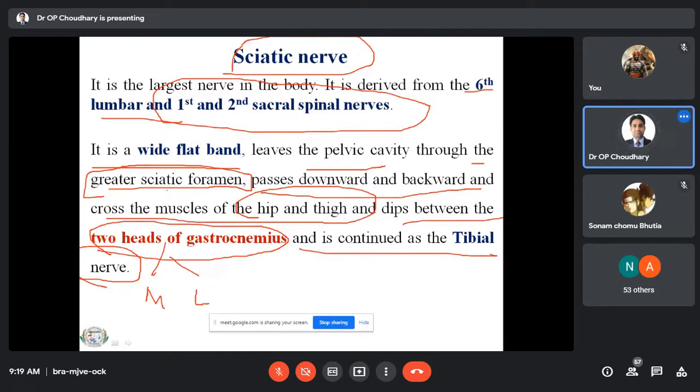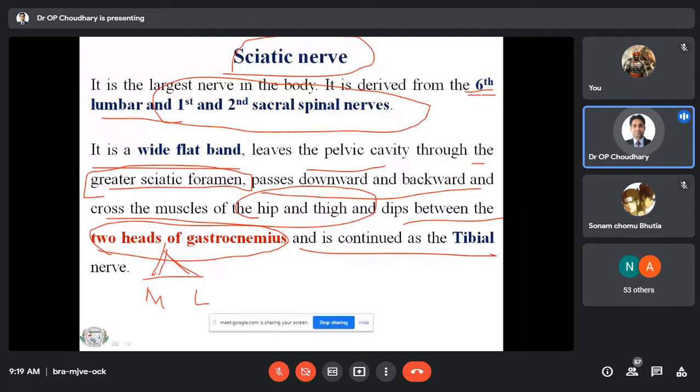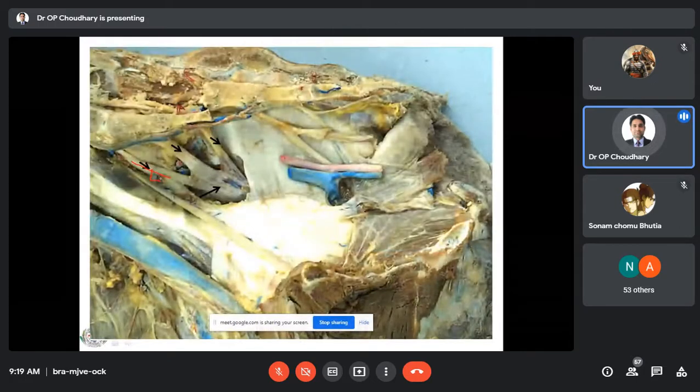So the sciatic nerve, after its origin, passes through the pelvic cavity through the greater sciatic foramina. Then it reaches the gastrocnemius muscle. Then it will continue as the tibial nerve. I will show you the photograph. First, you can see here, I already told you that its fibers arise from the last lumbar and first two sacral spinal nerves. So this is the last lumbar fiber, this is sacral one, and this is sacral two, and all together they form the sciatic nerve. Okay, and it is a white flat band, and it is the largest nerve of the body.